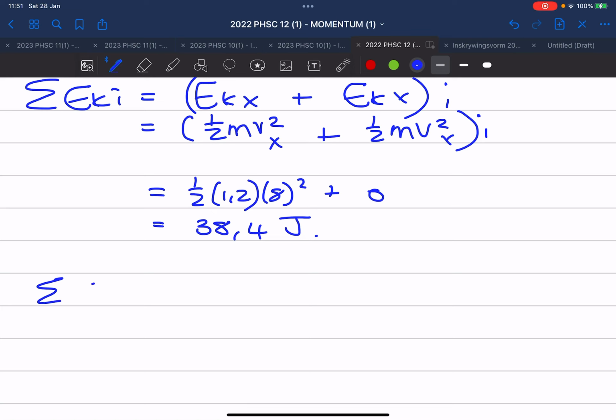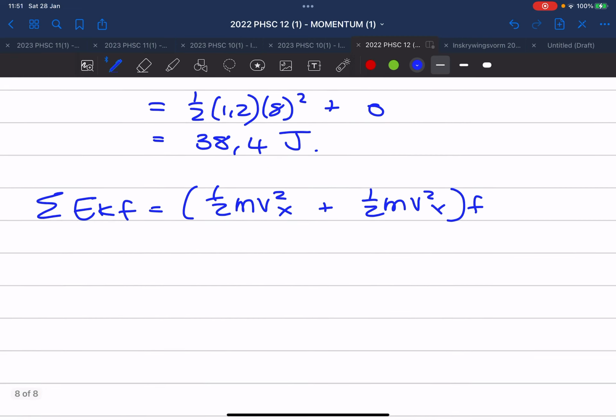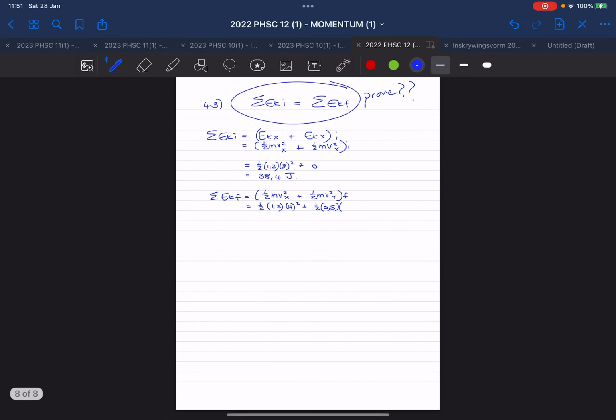Nou gaan ons kyk na die som van die kinetiese energie aan die einde. Okay, so ek gaan nou een stapie skip. I'm going to skip a step. I'm just going to say a half mv of X plus a half mv squared of Y at the end. So it is a half maal m.2. And that velocity at the end is 4. A half times 0.5, and we calculated the velocity at the end of Y to be 9.6.